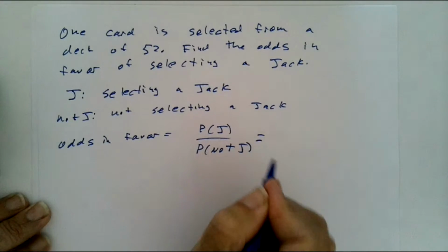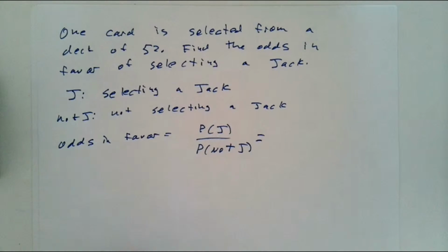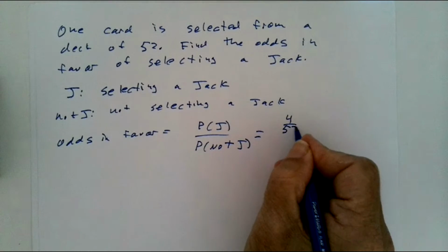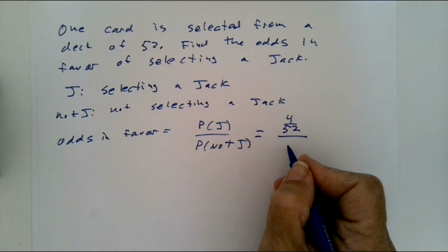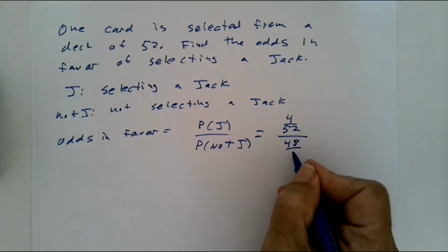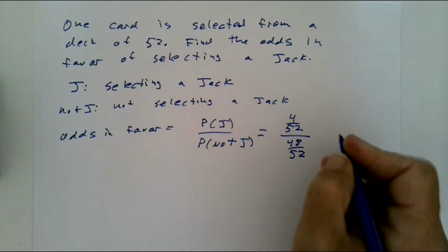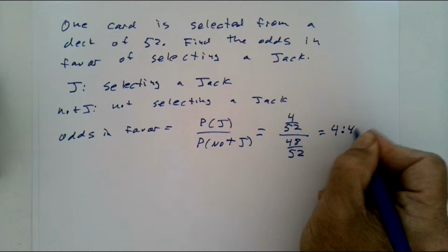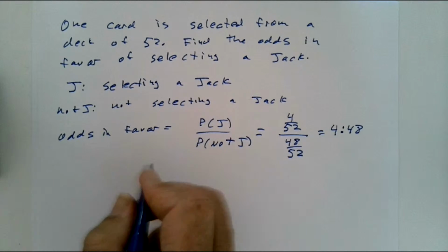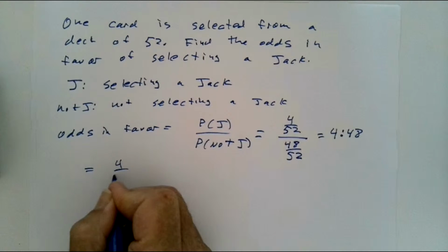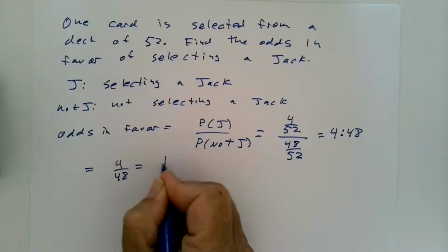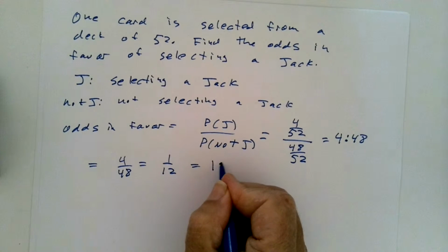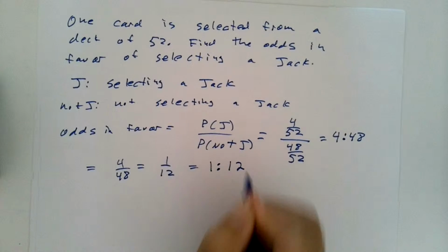How many jacks do we have in a deck? 4 jacks out of 52. How many not jacks do we have? Well, the other 48 cards. 48 out of 52. And you can see that this reduces to 4 to 48, which you could also think of as 4 over 48, or 1 out of 12. So my odds in favor of selecting a jack are 1 to 12.